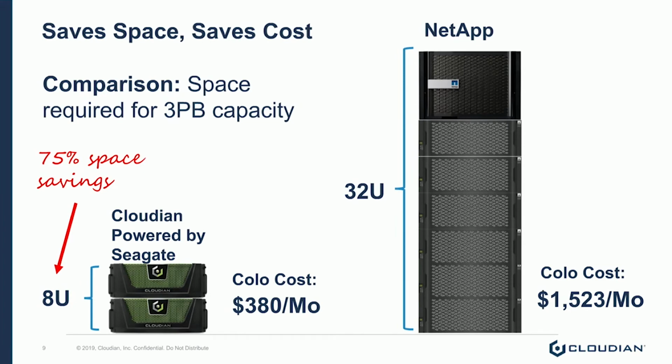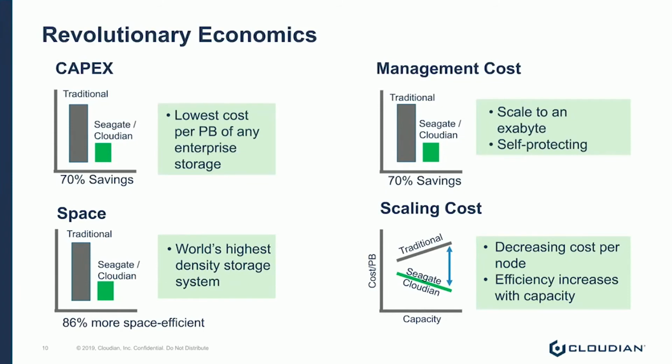And if you look at the system overall and the economics of doing this versus traditional methods, you see that same theme repeated everywhere. In terms of CapEx, it's 70% savings up front versus traditional IT. In terms of space, we just talked about that, 86% more space efficient. In terms of management cost, you're managing up to an exabyte of data in a single namespace in a single cluster that is managed as one unit. That itself is a tremendous savings in terms of management workload.